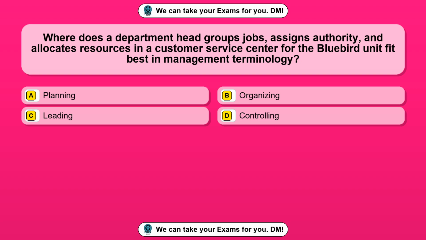Question 47. Where does a department head who groups jobs, assigns authority, and allocates resources in a customer service center for the Bluebird unit fit best in management terminology? Option A, planning. Option B, organizing. Option C, leading. Option D, controlling. The correct answer is option B, organizing.